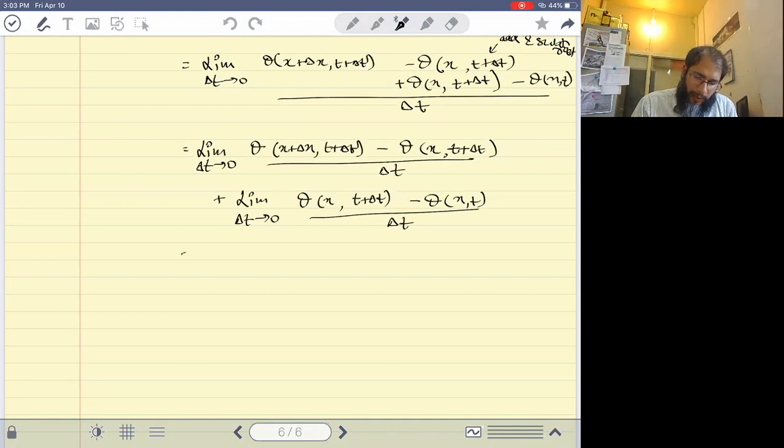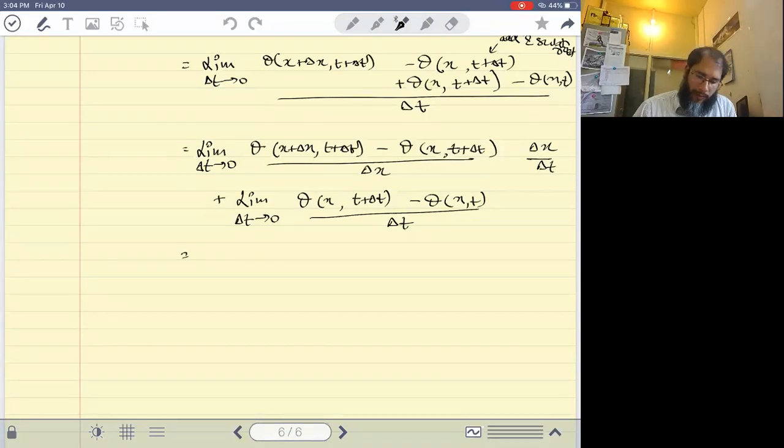So now we can easily see that the first of these terms is nothing but theta at small x plus delta x at t plus delta t minus theta at small x comma t plus delta t. So what I will do is I will multiply this by delta x and divide this by delta x, and then I can move around these terms. So I can just write delta t here and one of these delta x's here.